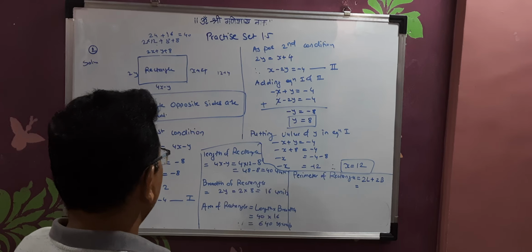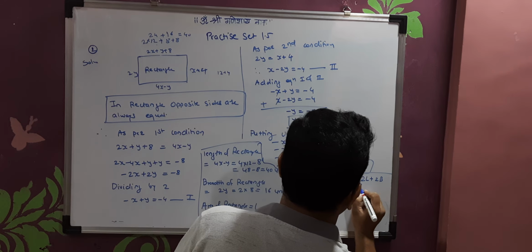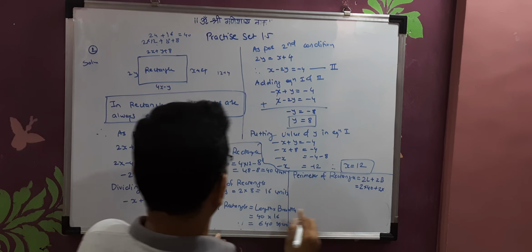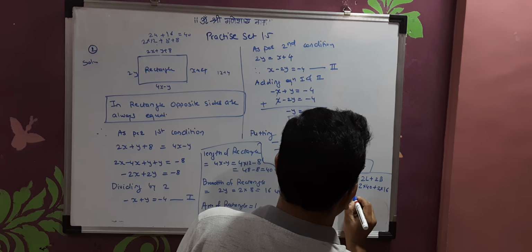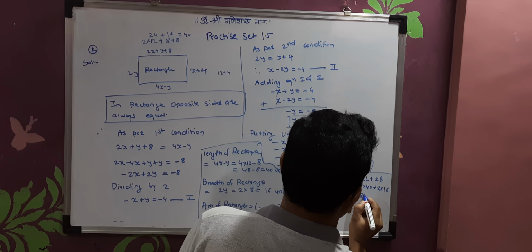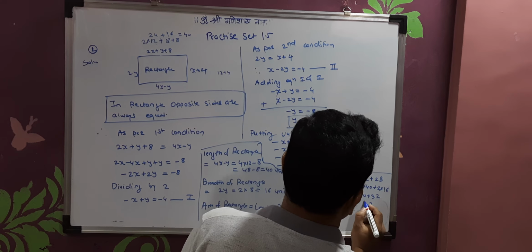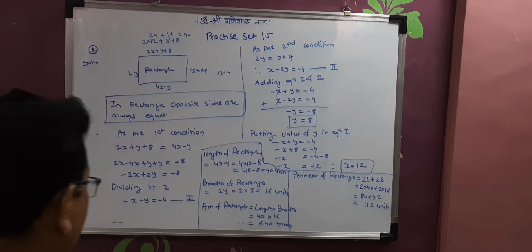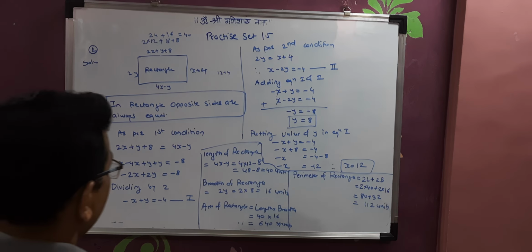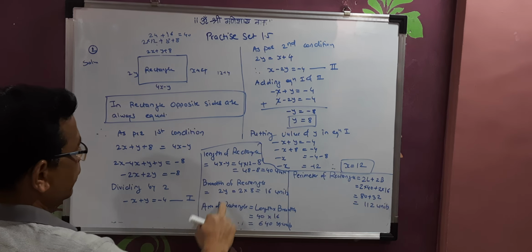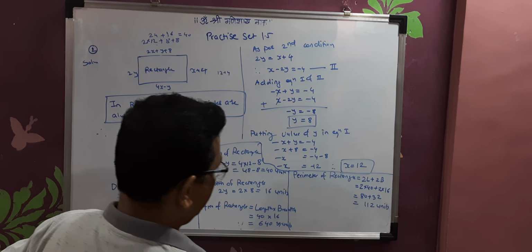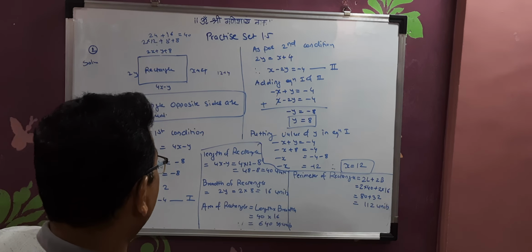So what is the length? Length is 40 units, means 2 into 40 plus 2 into breadth, which is 16. So what will the answer come? 2 forties are 80 plus 2 sixteens are 32. So answer will come 112 units. So now we got all the values. We got the length of the rectangle, the breadth of the rectangle, area of the rectangle, and perimeter of the rectangle.